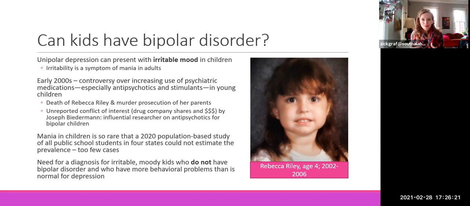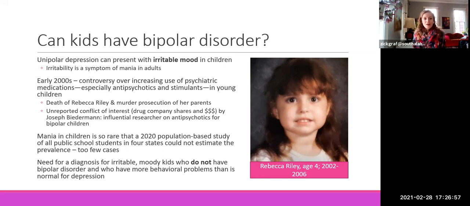This kind of came to a head in the early 2000s with a controversy over this increasing use of psychiatric medications, with well-publicized deaths of children who were on these medications, one of whom was Rebecca Riley, who was a four-year-old whose parents were prosecuted for her murder because they overdosed her with drugs that she was prescribed. So she was prescribed atypical antipsychotics and stimulants for irritable, negative mood. She was diagnosed with bipolar disorder because of this.